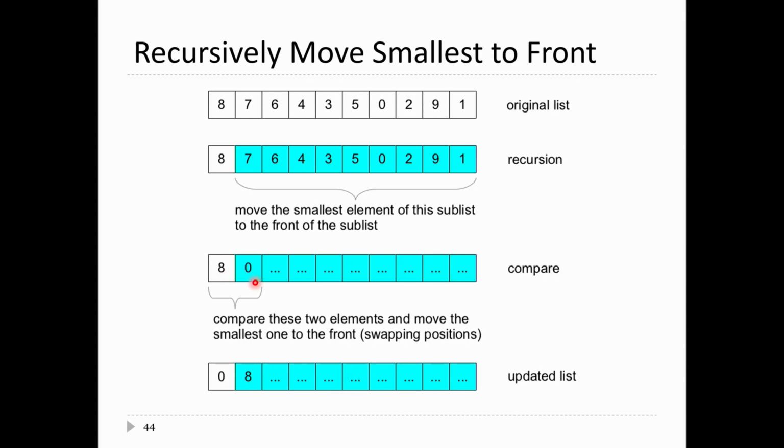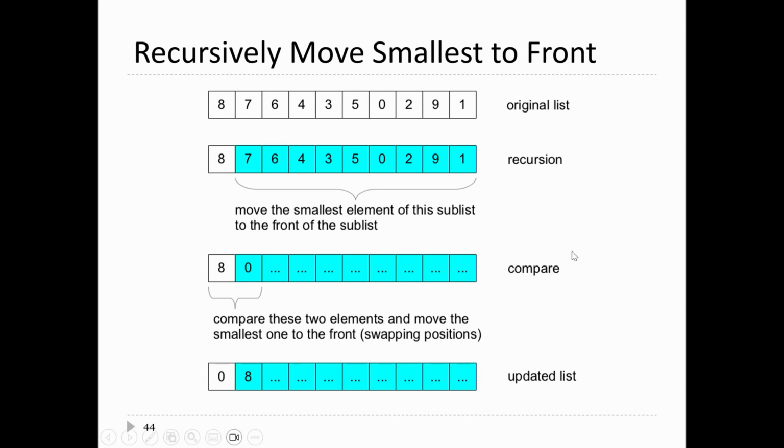Okay, now you're almost done. Now I only have 2 values left in the original list that are important. There's the smallest value in the blue part of the list, and there's the 8. To move the smallest element in the list to the front, I just have to look at these 2 values. The 8's bigger than the 0, so I'm just going to switch them, and I get the 0 and the 8. And you're done. You've got the smallest element now at the front of the list.